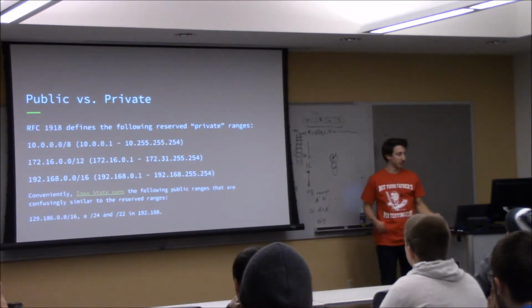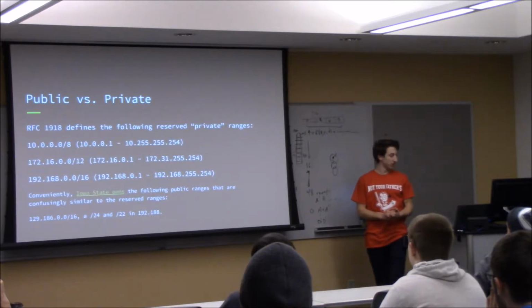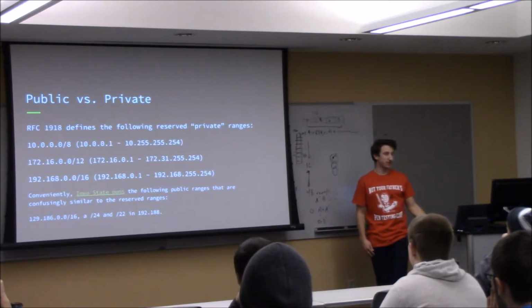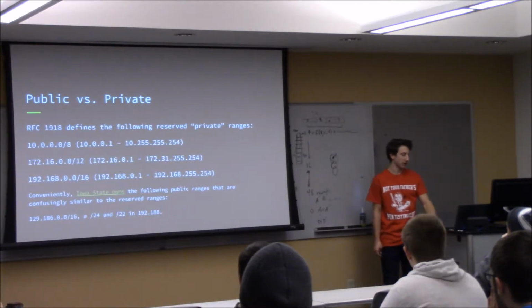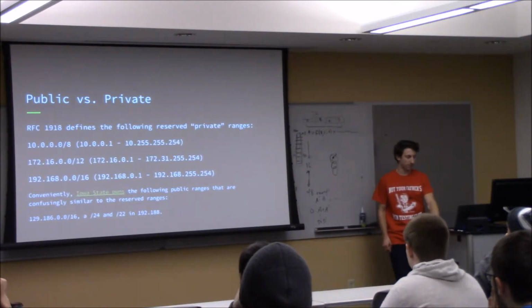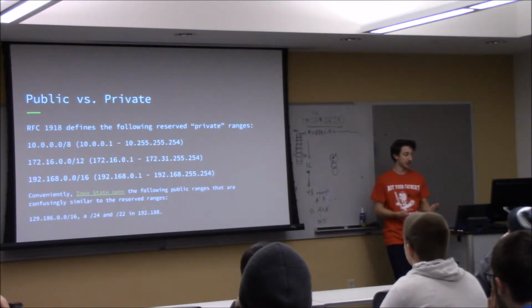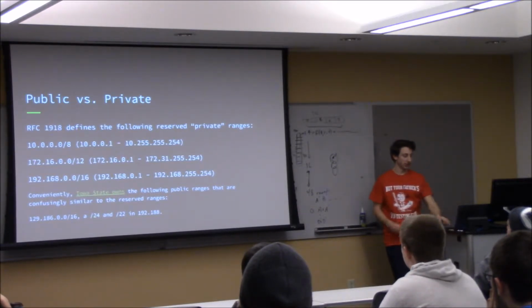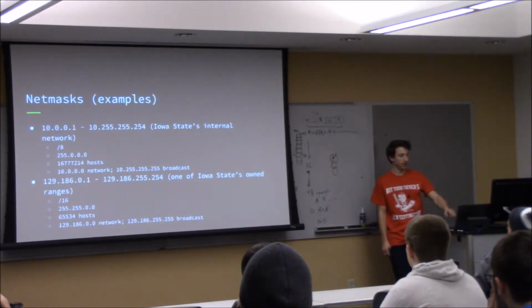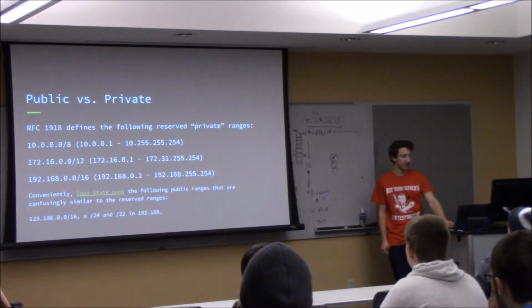So I mentioned a little bit ago, there are private and public ones. There are specific ranges that are set aside just for private use, which makes it more convenient. You don't have to worry about having ones overlap. And these can be repeated, as I said, on different networks. So one of them is 10.0.0.0, and that's /8, which if we go back one, is Iowa State's internal network. It's pretty much the same thing as that.